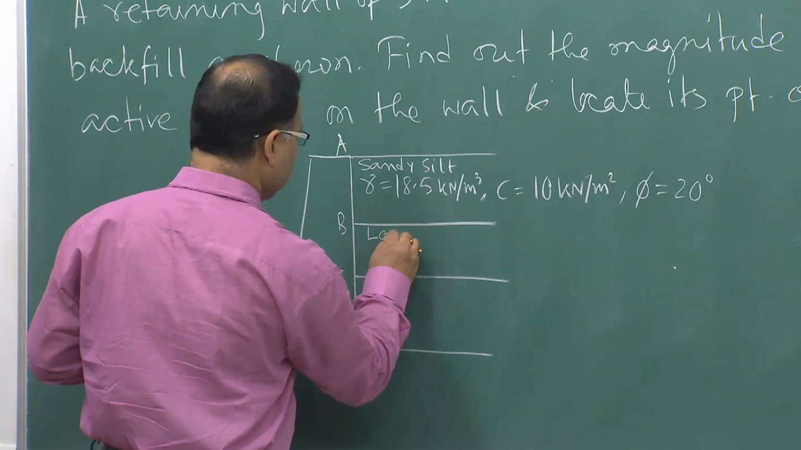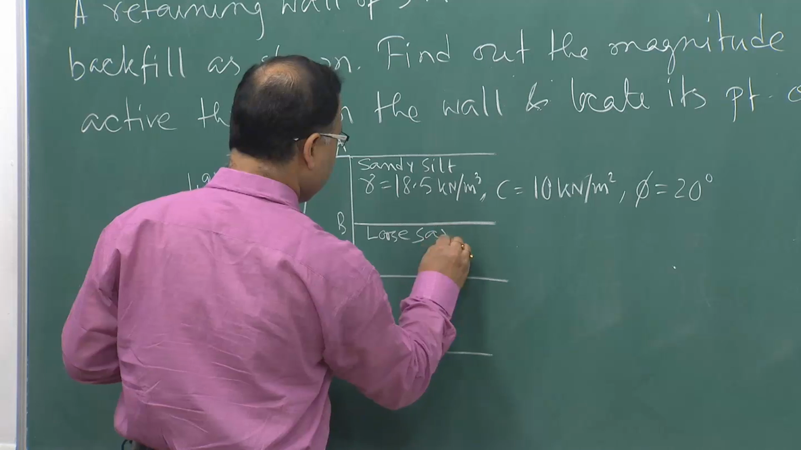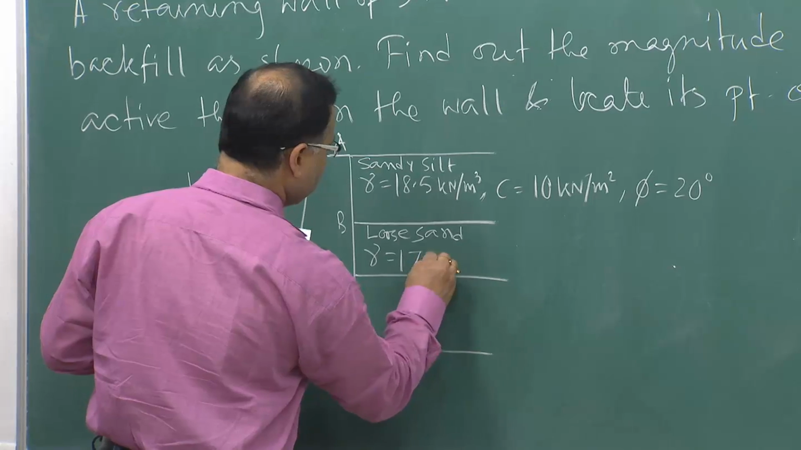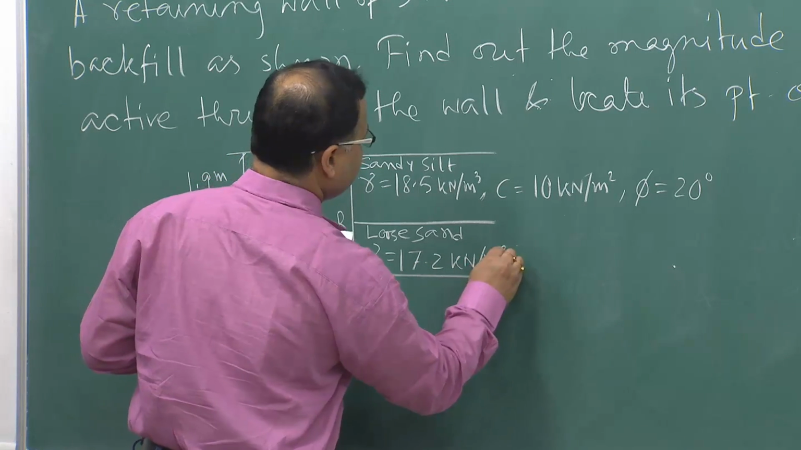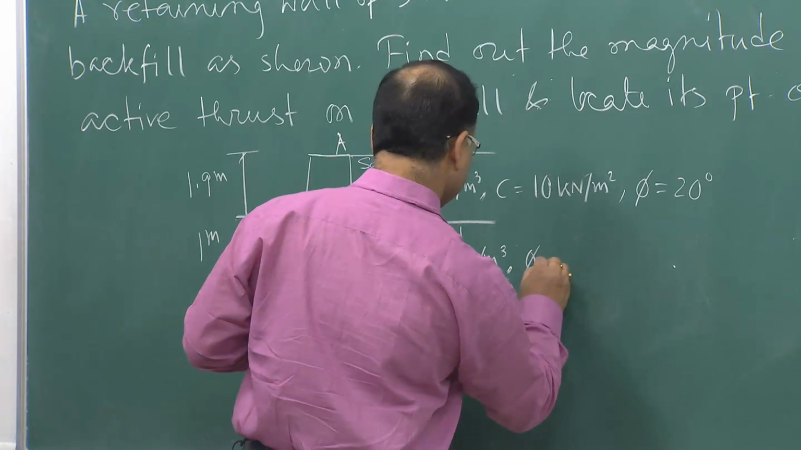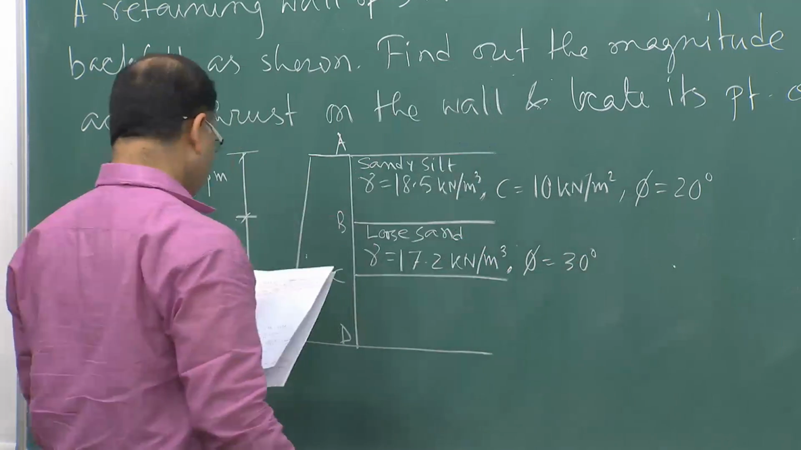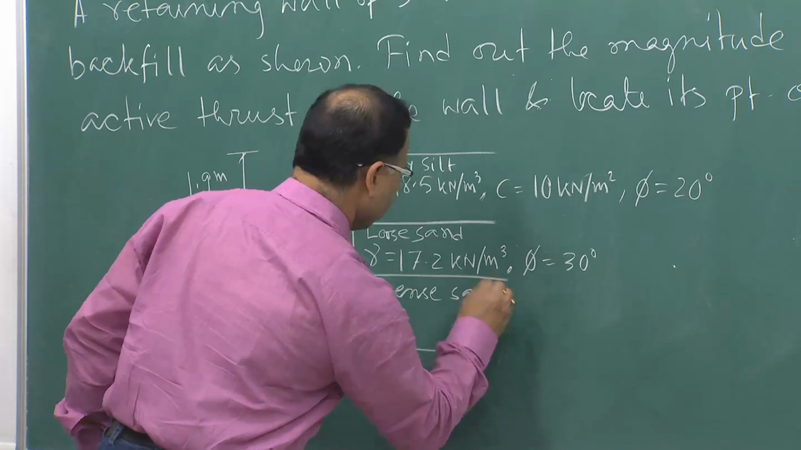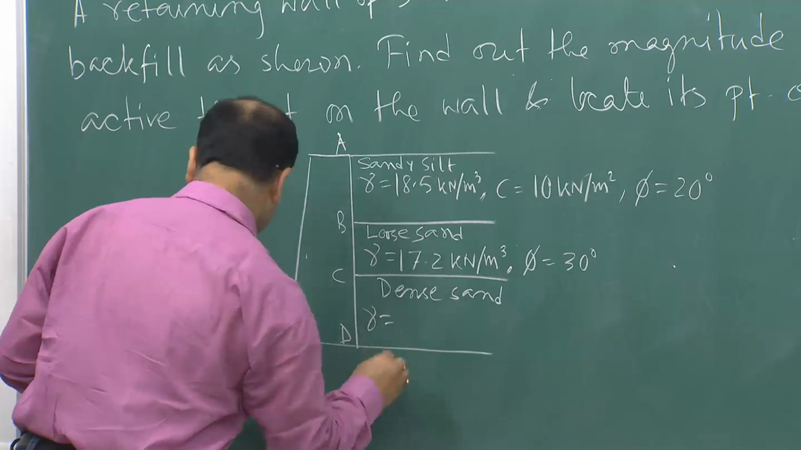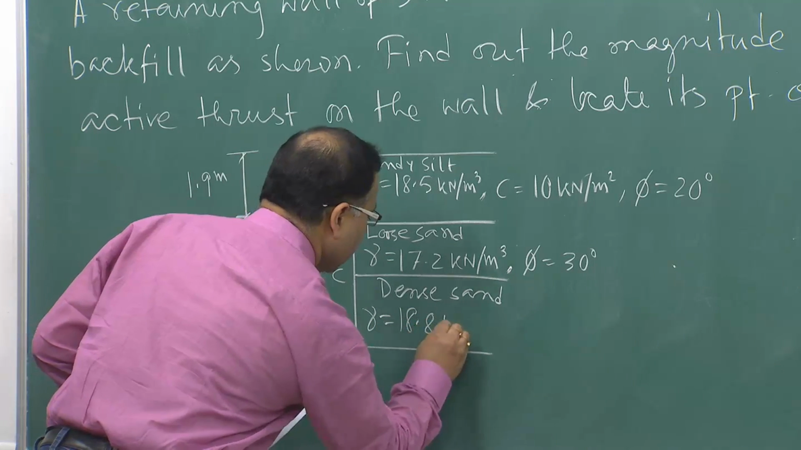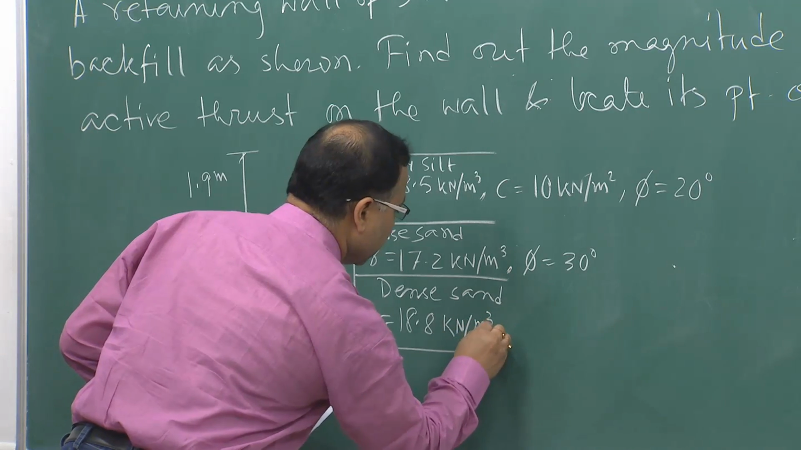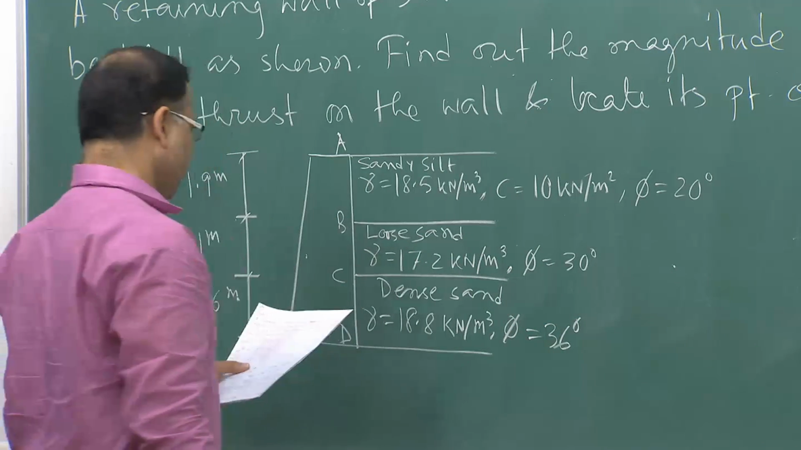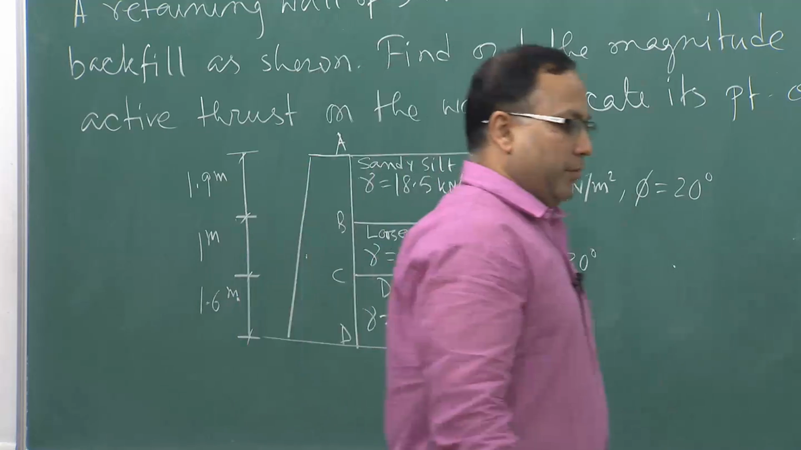And second stratum is loose sand, which has gamma equal to 17.2 kilonewton per meter cube and phi equal to 30 degree. And third is your dense sand, which has gamma equal to 18.8 kilonewton per meter cube and phi equal to 36 degree. Okay. So, this is the problem.